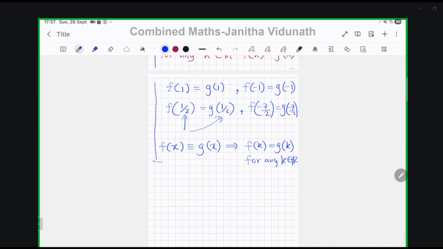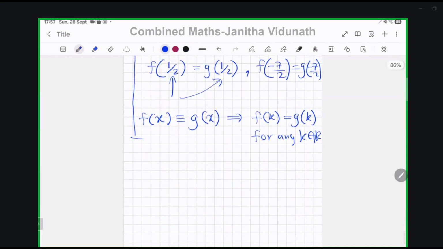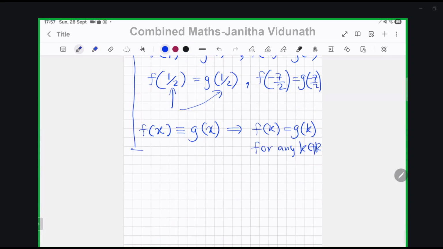Okay, now we are going to solve some examples. First, let f(x) equal ax cube plus (b minus 1)x square plus cx plus d, and let g(x) equal 2x cube plus 6x minus 3.